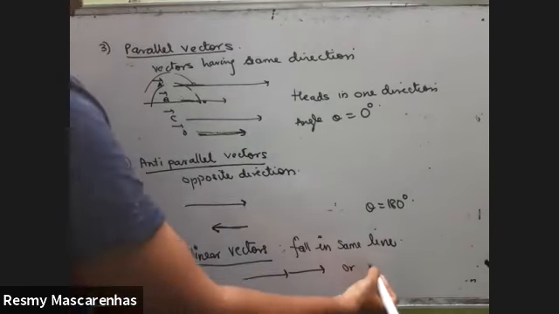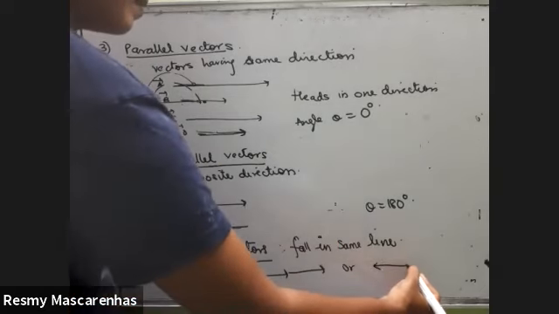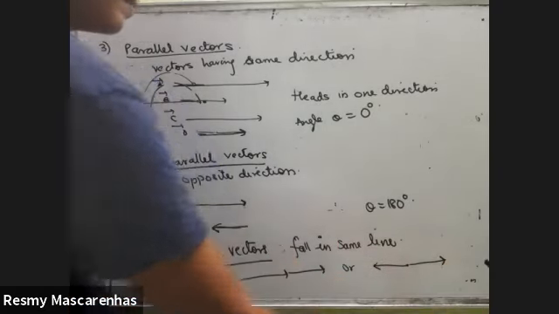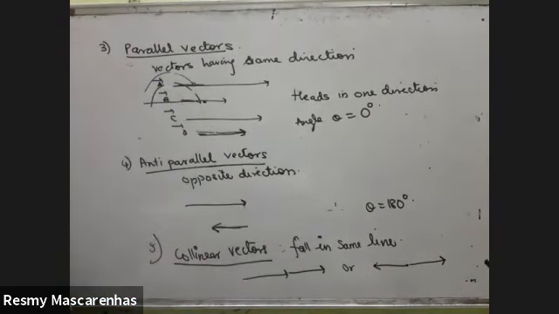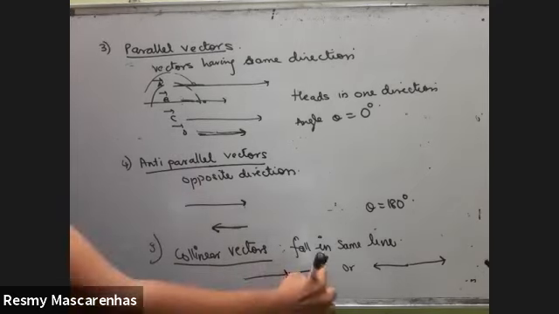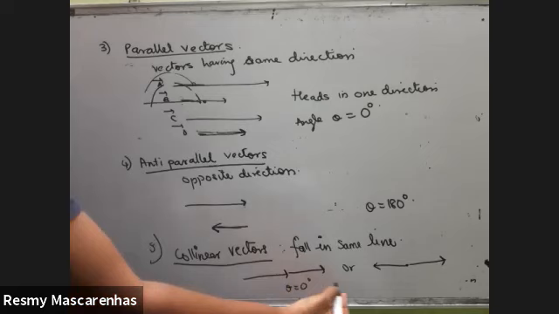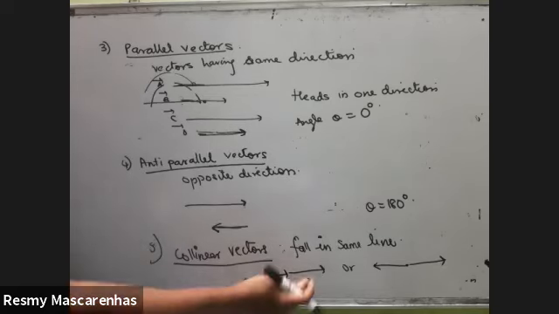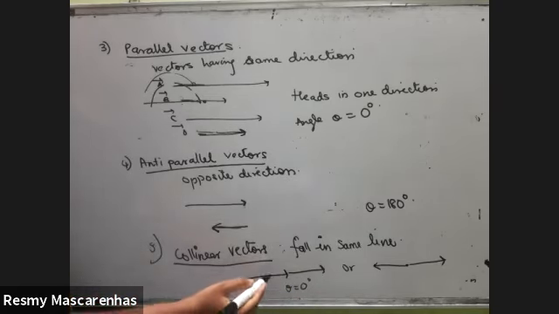Or could be other side also, whichever way, but they are in the same line. Here theta will be 0. If they are in the same direction, always theta is 0. It's like just overlap them and see. Finally, there is no angle between this.